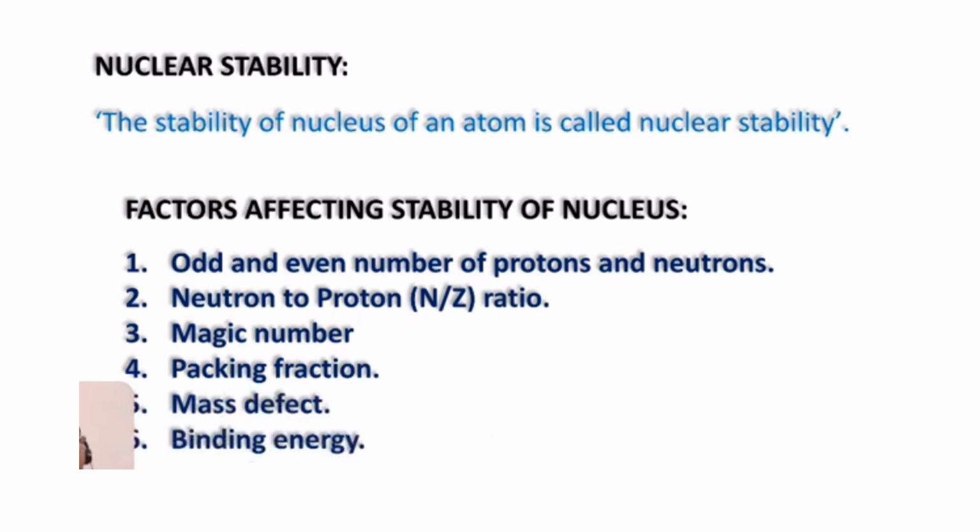When it comes to nuclear stability, the stability of the nucleus of an atom is called nuclear stability. The factors affecting nuclear stability of a nucleus: first one is odd and even number of protons and neutrons. Second one is neutron to proton ratio. Third, magic number. Fourth, packing fraction, mass defect, binding energy.